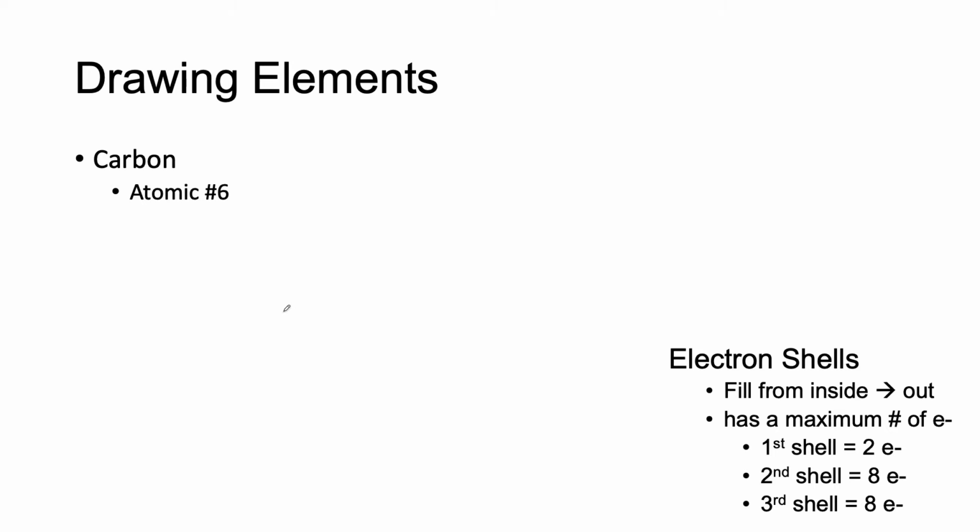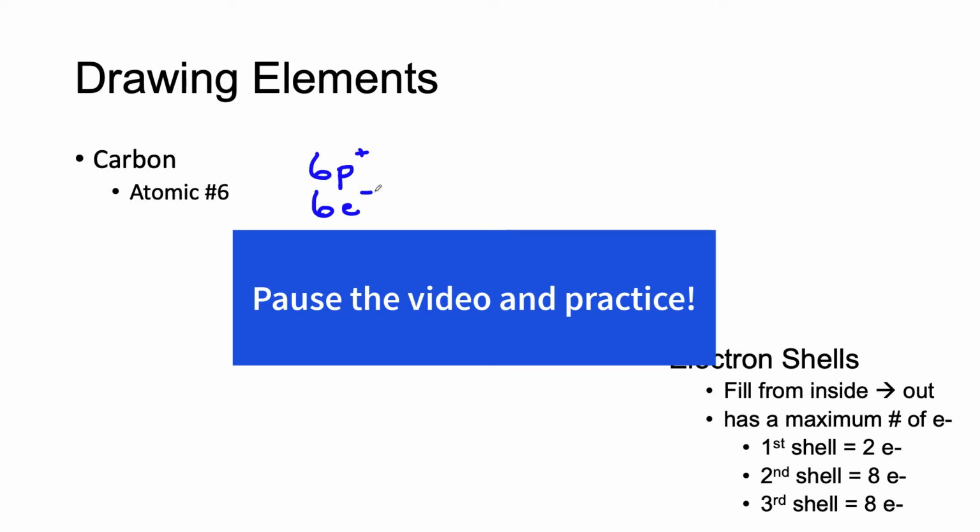Let's draw carbon. This time I want you to pause the video, get out a piece of paper, and try and draw carbon based on the fact that you know that since it's atomic number 6, it's going to have 6 protons, which means it's also going to have 6 electrons. So go ahead and draw that out and then come back.